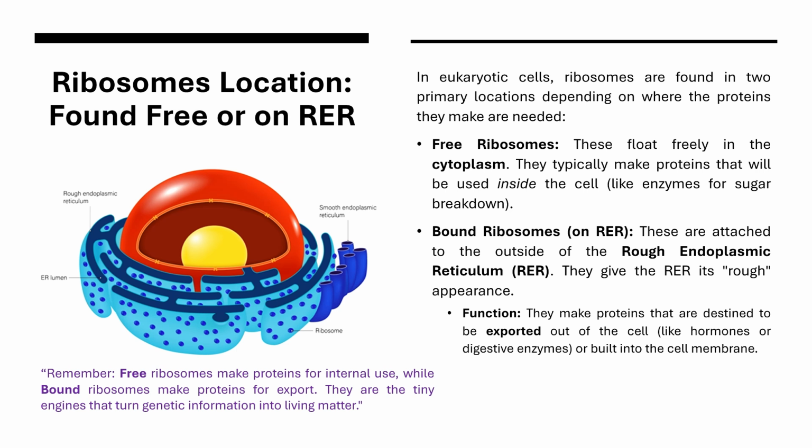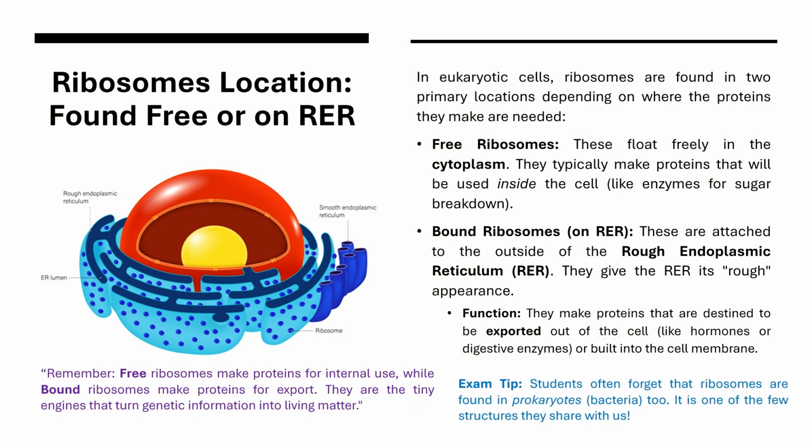Like for example, think of hormones like insulin or digestive enzymes like amylase. These are examples. They can also be built directly into the cell membrane to act as those channels or receptors we studied earlier. So remember here, as a summary note, that free ribosomes make proteins for internal use, while bound ribosomes make proteins for export. They are the tiny engines that turn genetic information into living matter. As an exam tip, students often forget that ribosomes are found in prokaryotes also. It is one of the few structures they share with us.